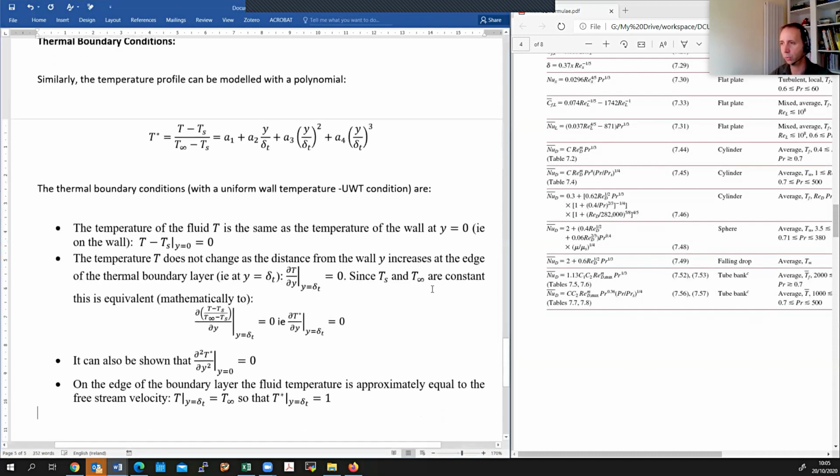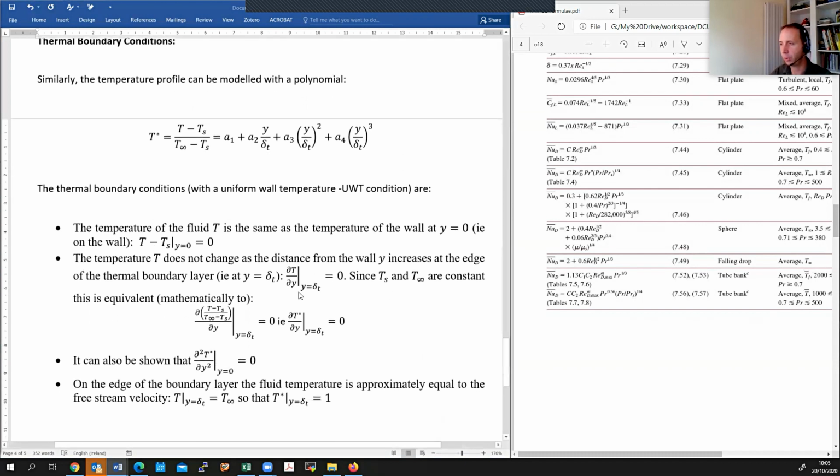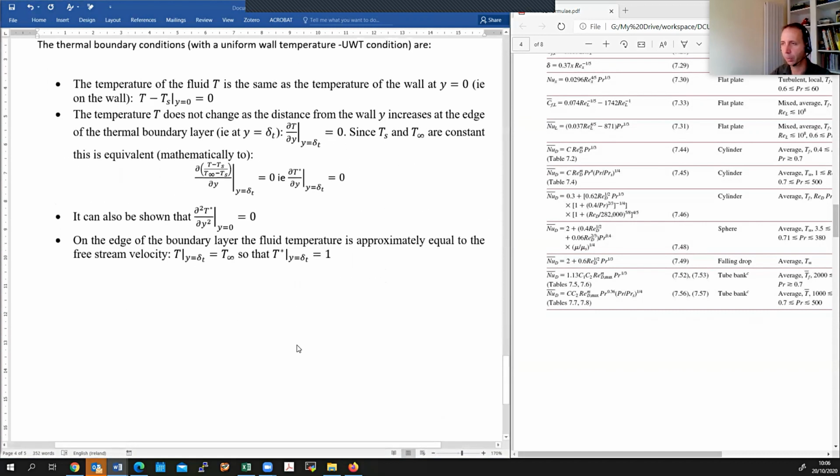I would ask you to read through them. They are on page 7 of lecture 5. You essentially have conditions, just to pick one, for example, the temperature at the wall is equal to the temperature of the surface, so that difference is equal to 0. They are both equal. The temperature gradient at the edge of the thermal boundary layer is 0, and so on.